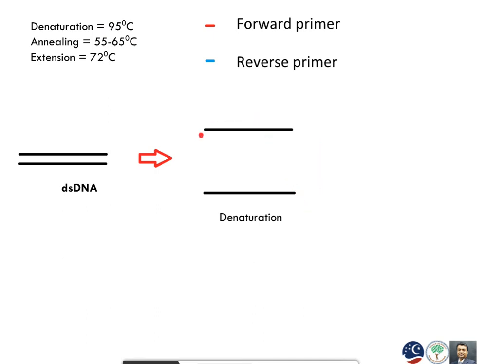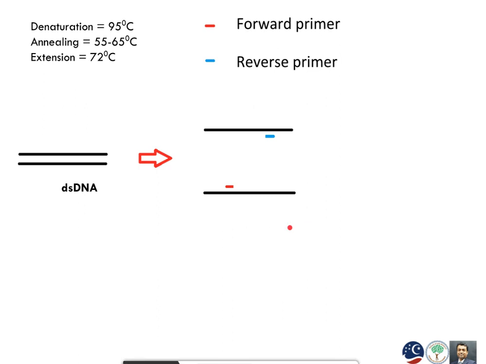That means double-stranded DNA getting converted to single-stranded DNA. The next step is, as we have mentioned, the annealing step, where we are lowering the temperature from 95 to around 55 to 65 degrees centigrade, which will allow the primers, the forward and the reverse primers, to get annealed to their respective position on the template DNA. So this is the annealing step, annealing of the primer.